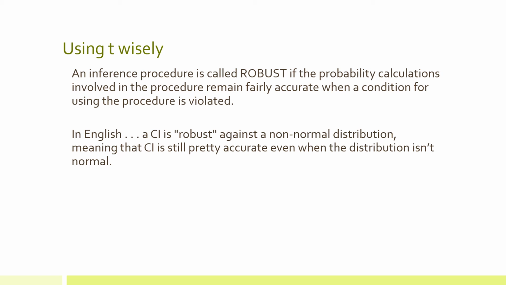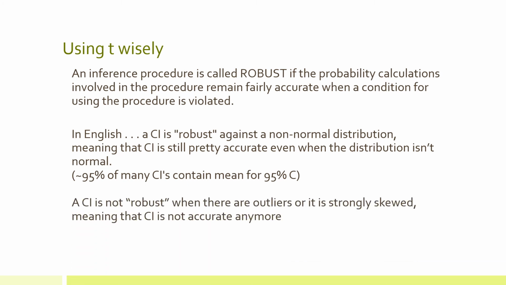So what we're saying is, look, when we're looking at a t-distribution, even if it's not a normal distribution, if it's skewed in some way, as long as it's not strongly skewed, we're okay. And what they mean by accurate is approximately 95% of the confidence intervals would capture the true mean if we're trying to do a confidence interval of 95%.